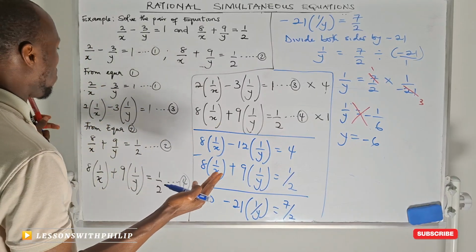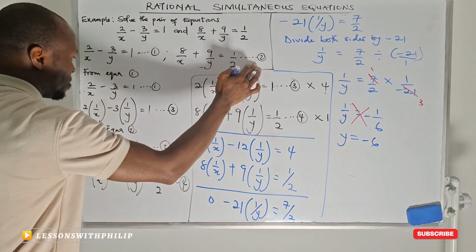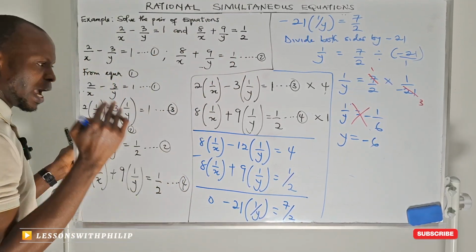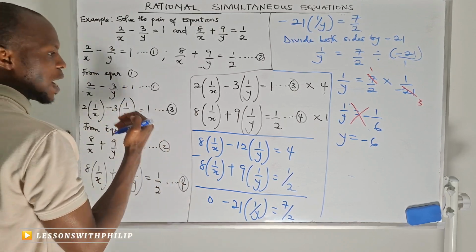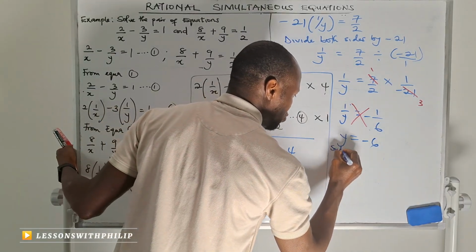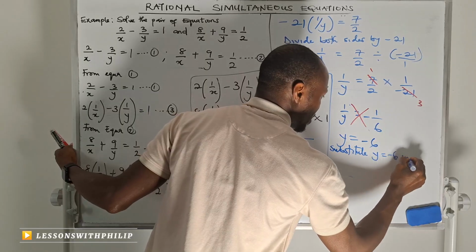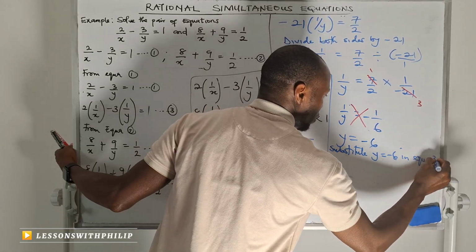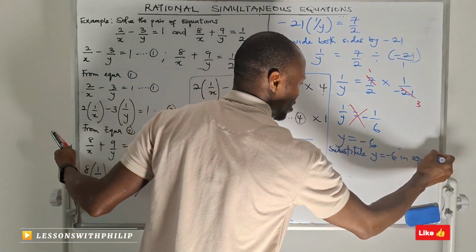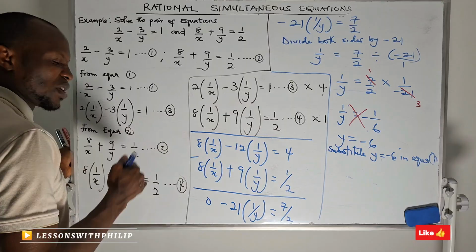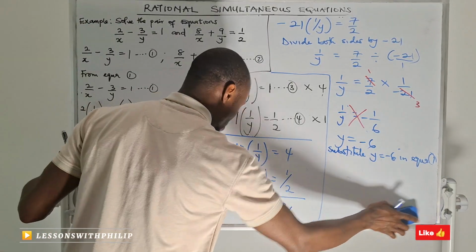So you can put your value of y in any of the equations you want. Either equation 1, equation 2, equation 3, equation 4. Any one that you prefer. So I can decide to use equation 3 or equation 1. Substitute y equals minus 6 in equation 1. Let me use equation 1 to be easier. I can use equation 3, you can use any equation. But I see that this one is simple already. So you use a simpler equation so that it will be easier for you.